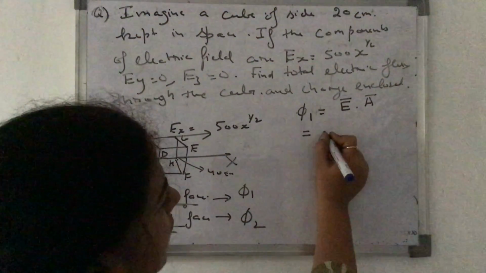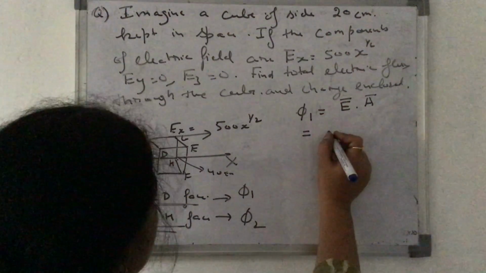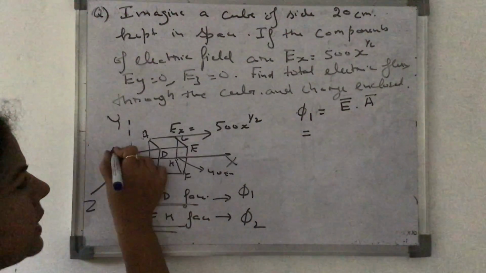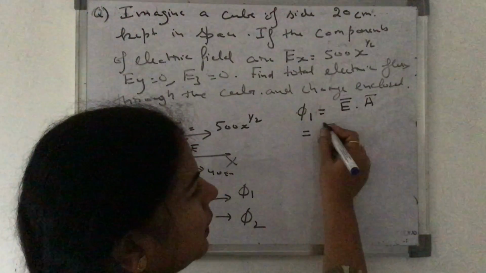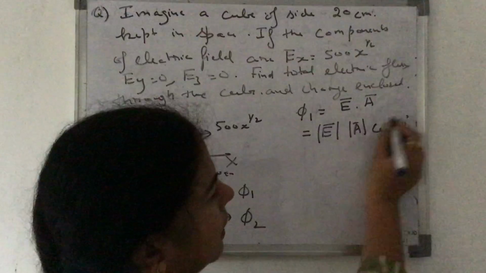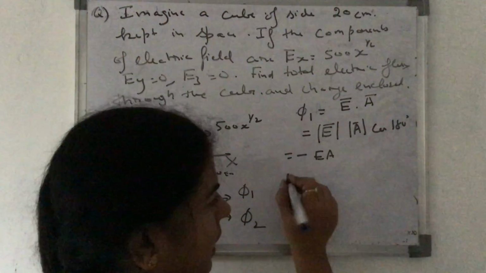Let's calculate. Phi1 will be equal to E dot A, and what is the angle between the two? Here A is in the opposite direction to E. So it is magnitude of E, magnitude of A, cos of 180 degrees. So it is minus EA only.